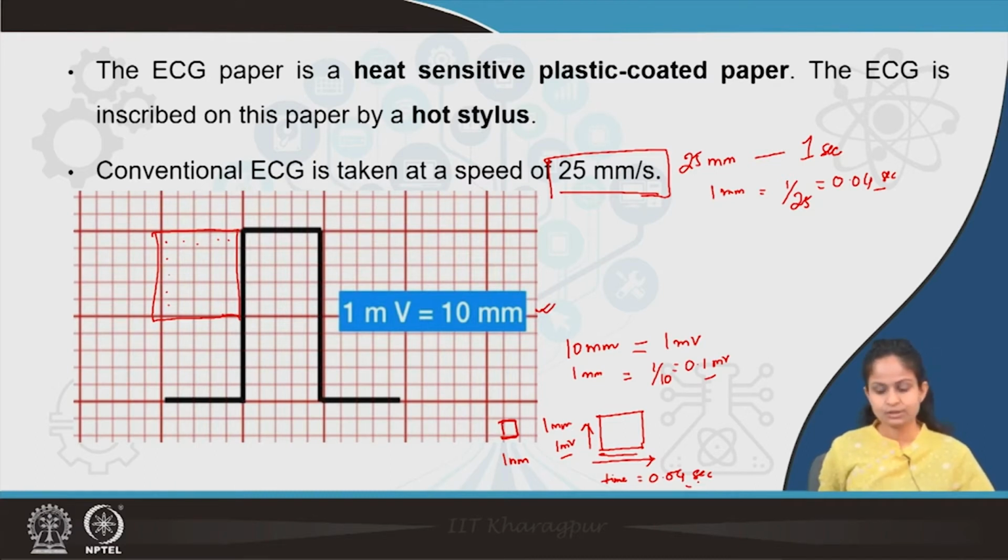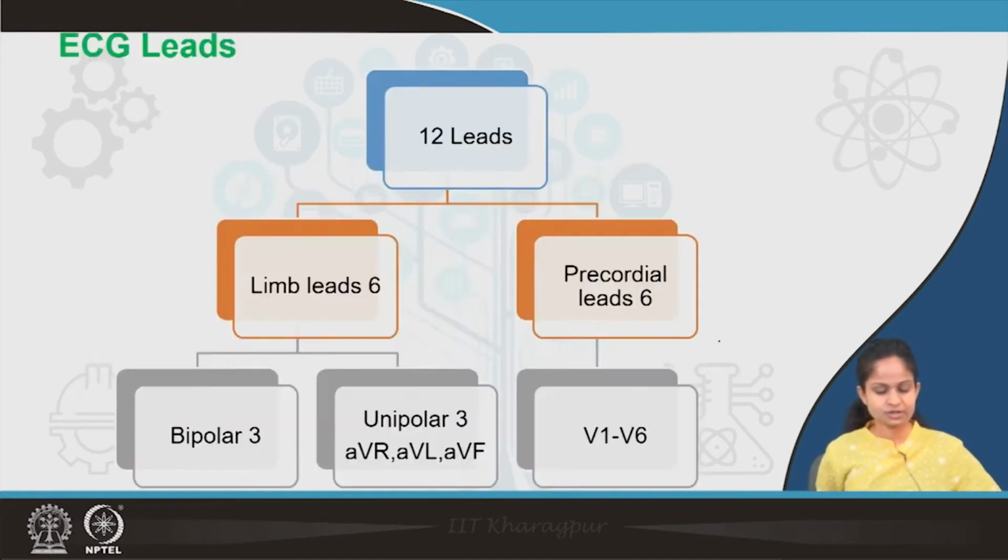For the time being, you have to remember the speed of the paper is 25 millimeter per second. The calibration is done in such a way that the horizontal axis of 1 millimeter gives the time duration of 0.04 seconds and the vertical deflection of 1 millimeter gives a deflection of 0.1 millivolt. So, with this calibration, now we will move on to various ECG leads.